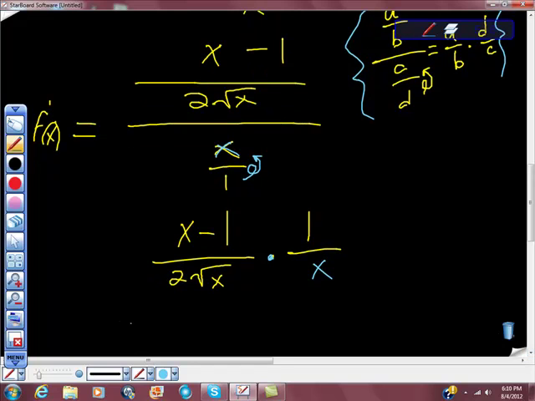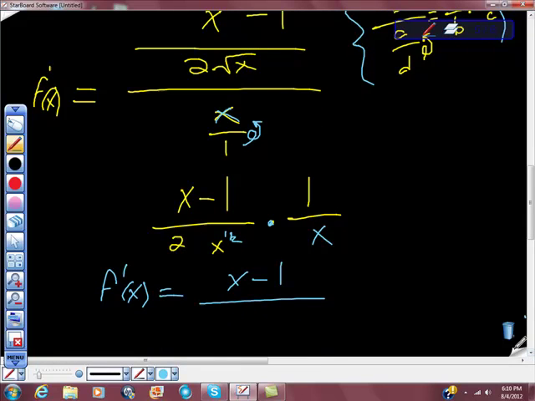We're home free. F prime at x is equal to x minus 1 over, this is x to the 1/2, so 2x to the 1/2 times x is 2x to the 3/2. And you can bring that up as square root of x cubed if you want to. You can factor out. A lot of people would just leave it like that. I'm going to leave it like this.